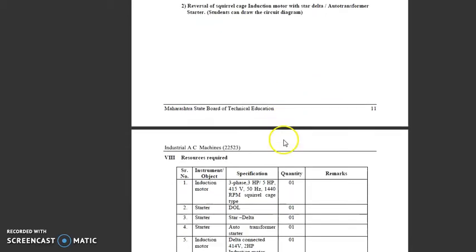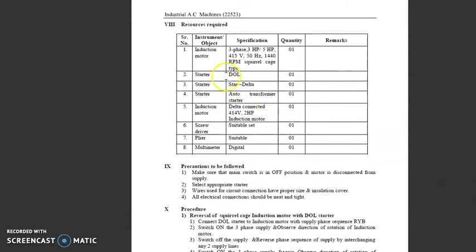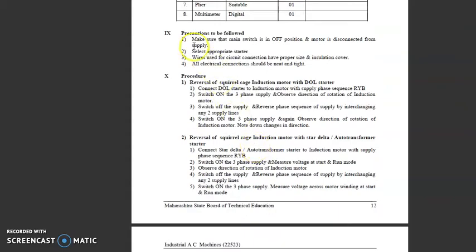Now, resources required for performing this experiment. As usual, we require the induction motor, which has nearly three phase 415 volt 50 hertz supply. Again, we require the starter: DOL, star delta, or auto transformer starter. Then you can read the procedures of all these parts.